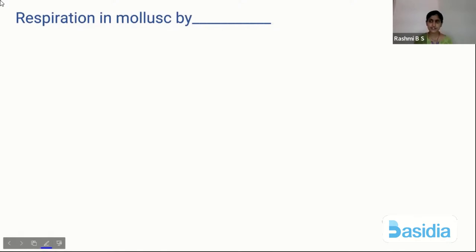Respiration in mollusk is by which organ? Come on, children, reply here. Respiration in mollusk is by which organ? Which structure?